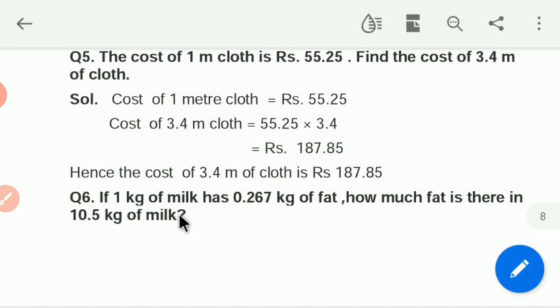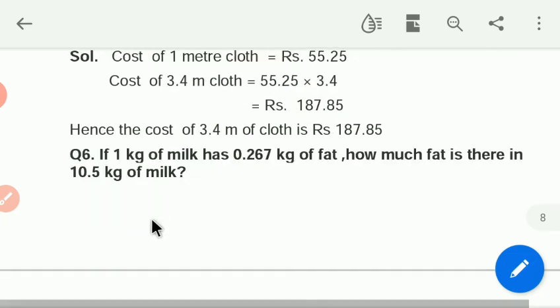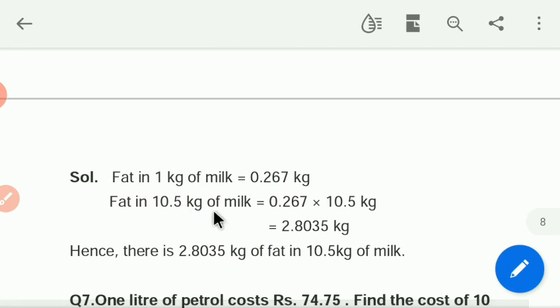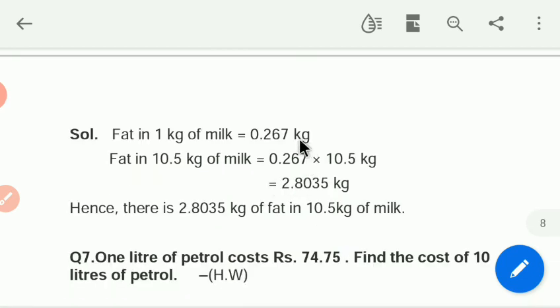Now question number 6. If 1 kg of milk has 0.27 kilogram of fat, how much fat is there in 10.5 kilogram of milk? Here also the fat for 1 kilogram is given and we have to find for how many? 10.5. It means 1 to many, so we will multiply here. Fat in 1 kilogram of milk is 0.27 kilogram. So fat in 10.5 kg of milk will be how much? Multiply 0.27 into 10.5.